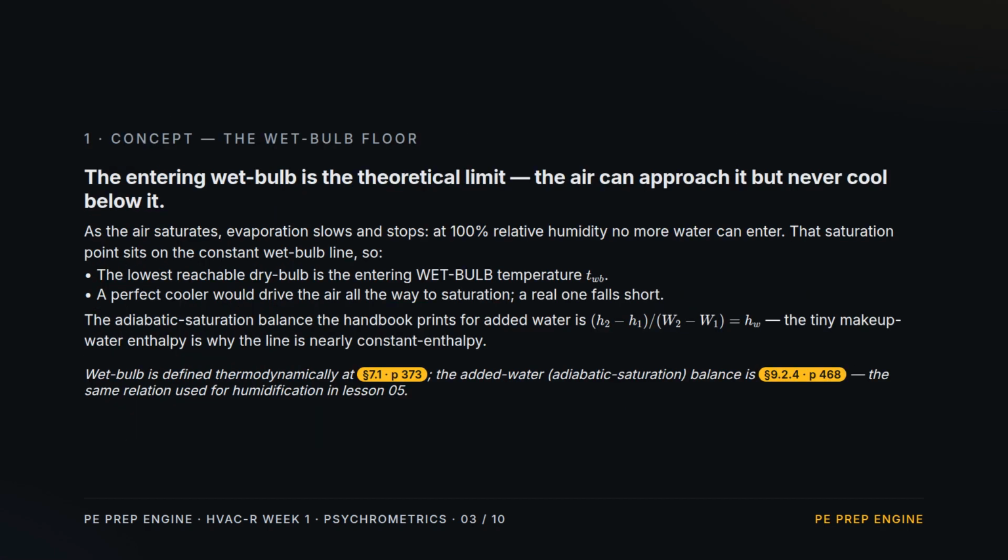Concept 2. The floor. As the air saturates, evaporation slows and finally stops at 100% relative humidity. That saturation point lies on the same wet bulb line, so the lowest dry bulb you can ever reach is the entering wet bulb temperature. A perfect cooler would drive the air fully to saturation. A real one falls short. The Handbook's added water balance shows the enthalpy barely changes. That's why the line is nearly constant enthalpy.